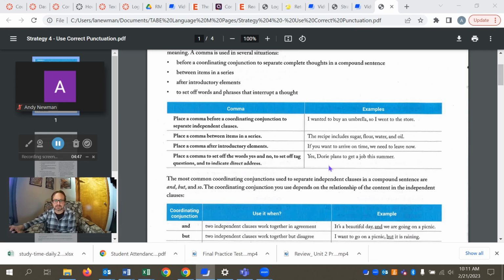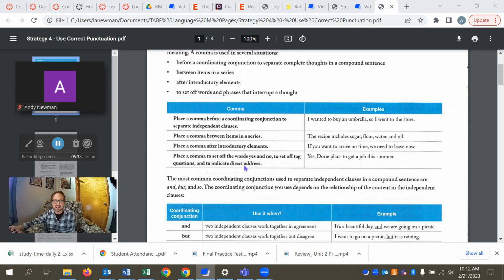And in that example, I didn't have a subject, but nevertheless, it was an introductory element to the sentence that required a comma afterwards. And then when we're setting off words that interrupt a thought, like an interjection or the answer to a question or a person's name as we're getting their attention at the beginning of a sentence. Yes, no, to indicate an answer. We put a comma after that one word and then go on to elaborate with the rest of the sentence.